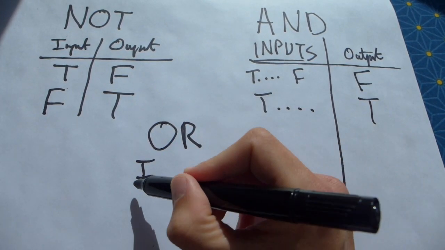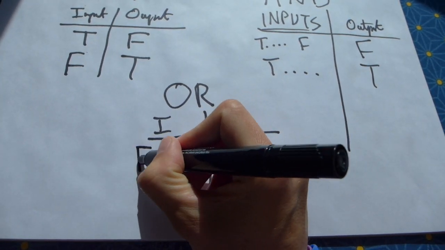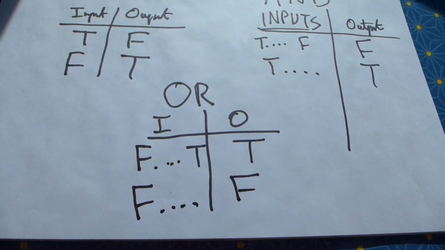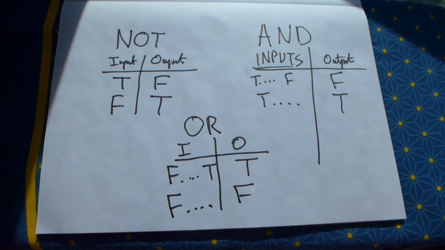Thirdly, there is the OR operation, which again takes 2 or more inputs. This outputs true if any of the inputs are true, and only if all inputs are false does it output false. And those are the 3 fundamental operations of Boolean algebra.